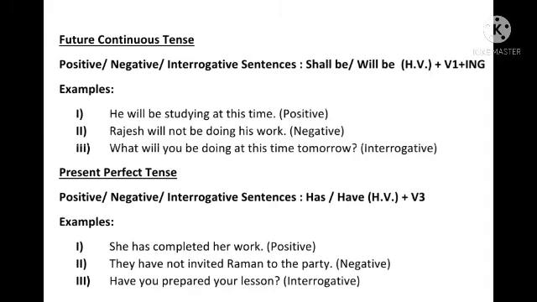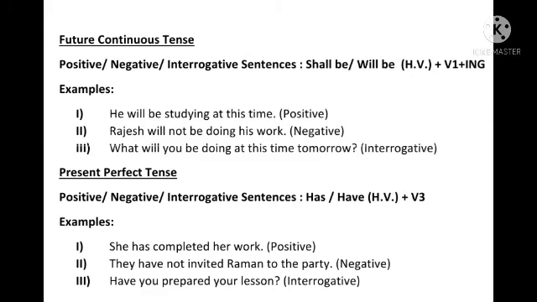Now let's see present perfect tense. In present perfect tense, we use helping verbs has and have, and the third form of the main verb. We use has when the subjects are he, she, it and all the singular numbers. We use have when the subjects are I, we, you, they and all the plural numbers.